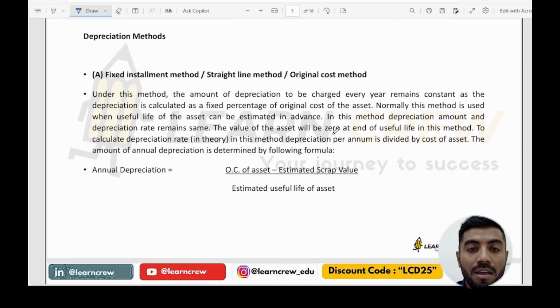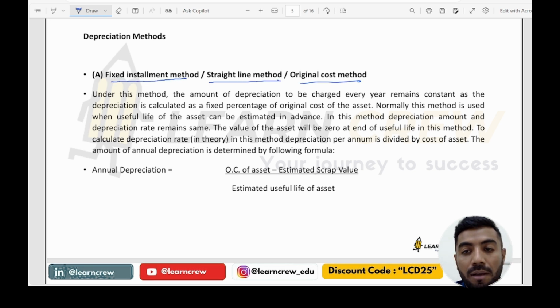Then we have various methods of charging depreciation. We'll discuss them one by one. One such method, which you have commonly heard, is the straight line method. It is also known as the original cost method, also known as the fixed installment method.